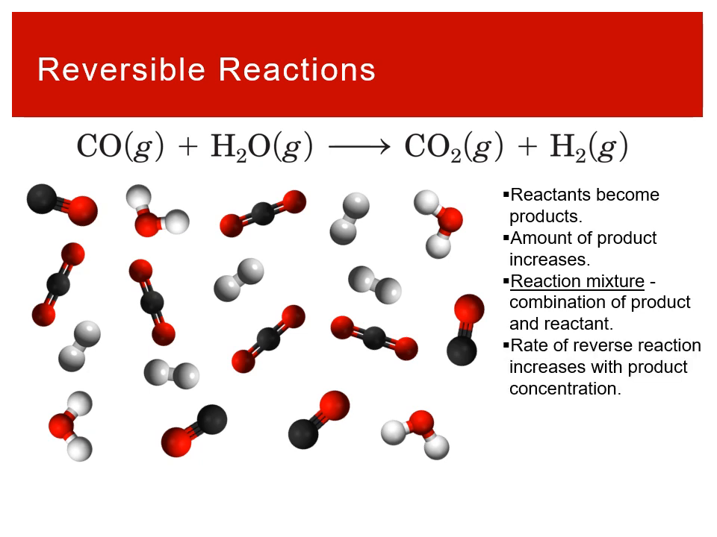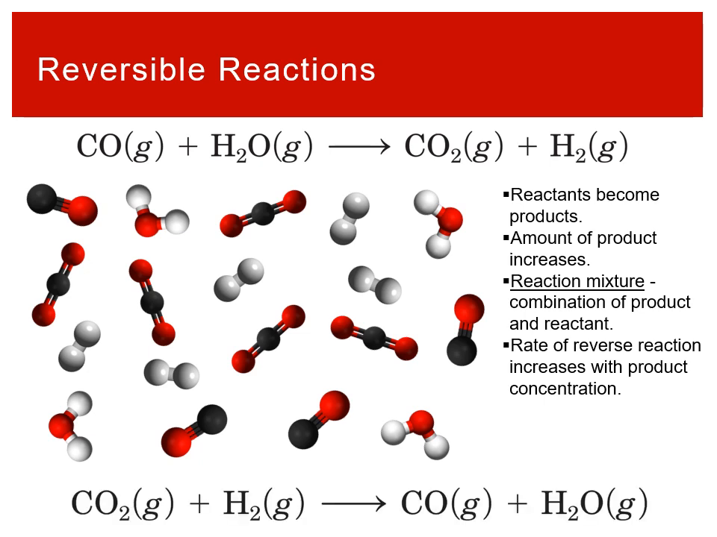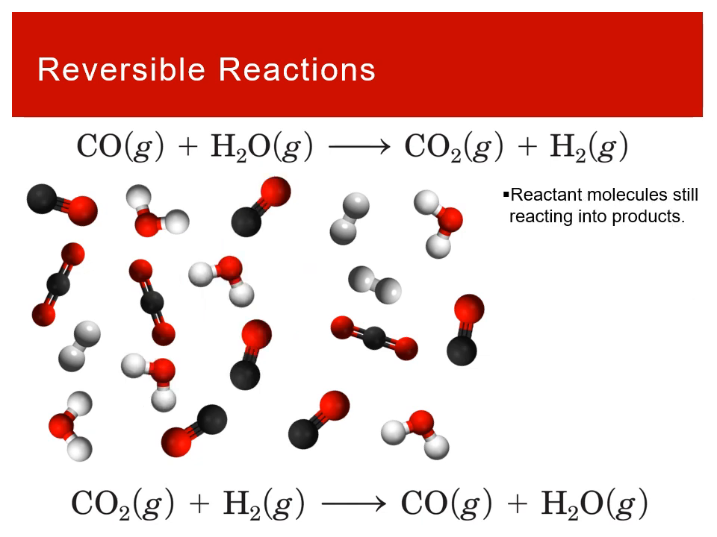Now that there are products, the CO2 and the H2 in this case, they can start to react in the opposite direction. We know that reaction rate is based on concentration. You have increased the concentration. It was at 0, so the rate would be 0, but now it started to increase. There is some CO2 and some H2, and so you will have that reverse reaction starting to occur. And this is happening at the same time that the reactant molecules are still reacting. They're still present, so they can still react.